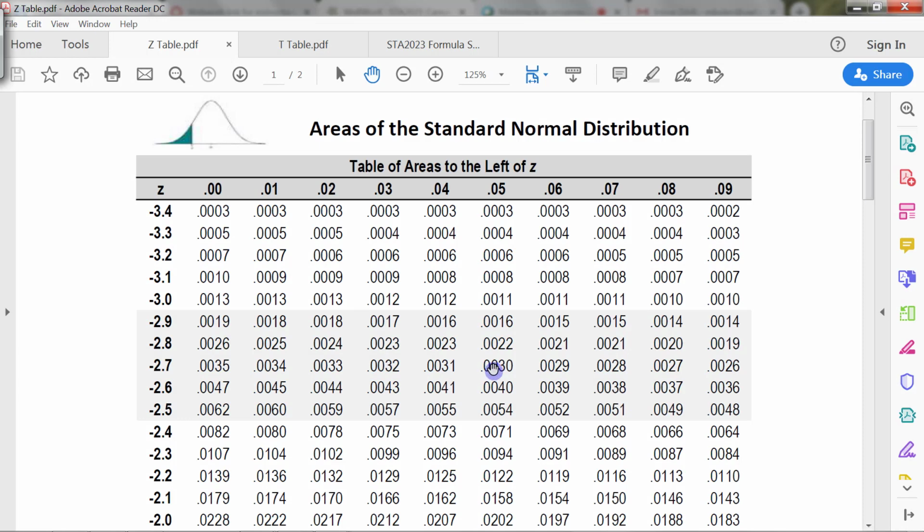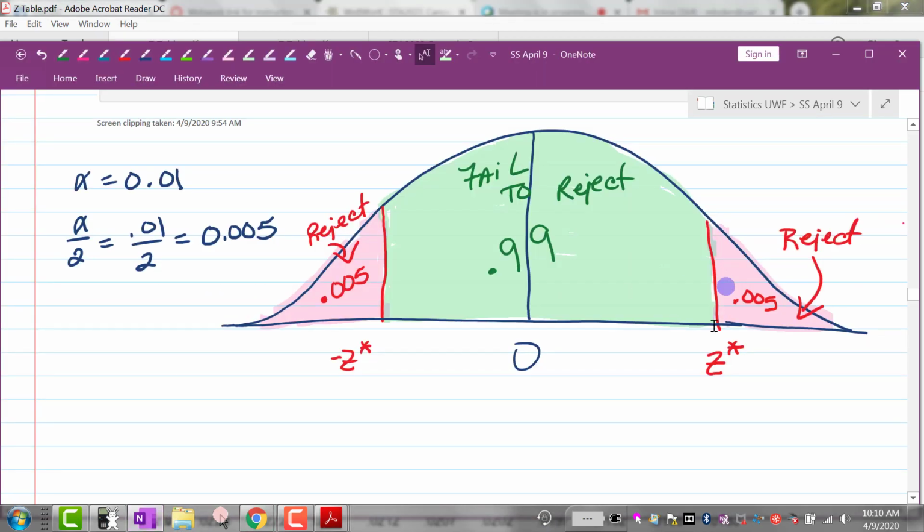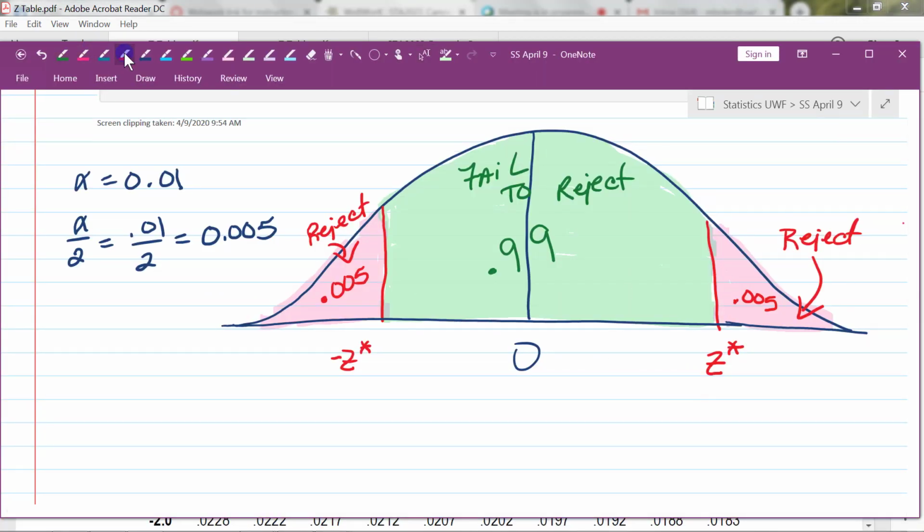And so I have 0.003, 0.004, and 0.005 is going to be right in between these two values. And so I'm going to look for negative 2.58 is what I'm going to use as opposed to 5.7. I would love to use 5.75, but we'll use 5.8 instead. So this is going to be red. Okay, so this is going to be equal to negative 2.58, and this is equal to positive 2.58. Okay, so those are our critical values.